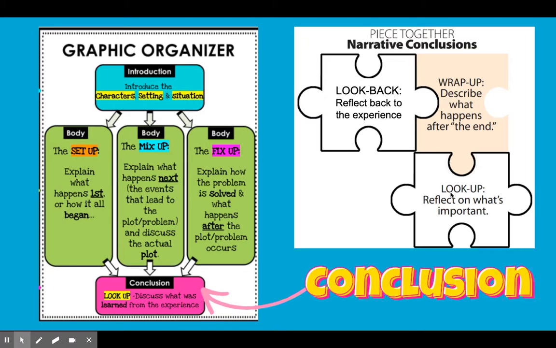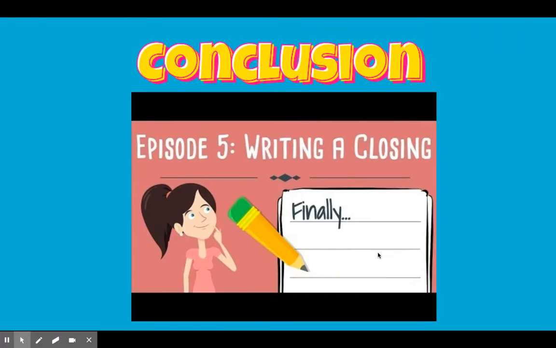And then finally, the look-up. We've already talked about this, but the look-up is basically the lesson that the character or characters learn from this experience. So these are the three things we want to do in that very last paragraph of our narrative essay. We want to look back where we reflect on the experience, wrap it up and tell us what happened after it was solved, and then look up where we talk about what we learned or what the characters learned from the experience. So here is just a video that kind of will help sum that up for us as well.